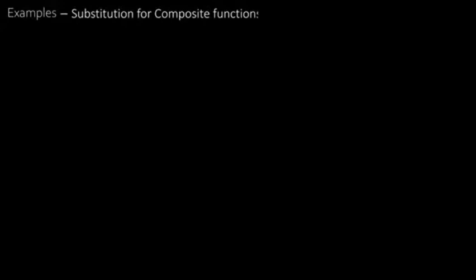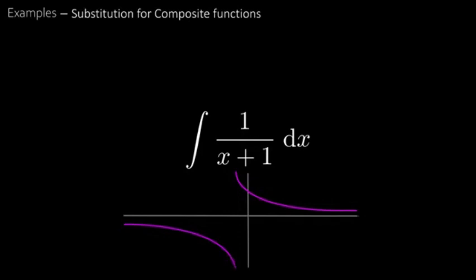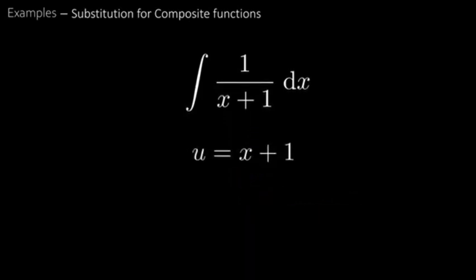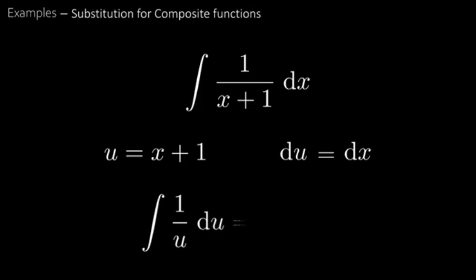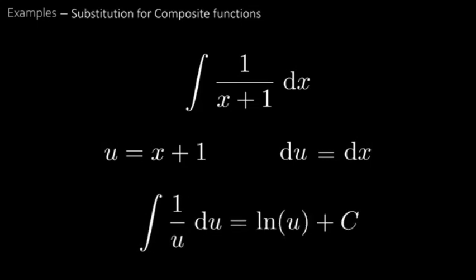substitution for composite functions. So say you wanted to find the integral of 1 over x plus 1. Then we begin by substituting u equal to x plus 1, which is the inner function. Now we know that du by dx is equal to 1. That means du is equal to dx. This gives the integral of 1 over u du, which is a classic integral with the solution ln u or ln mod u. And since u equals x plus 1, we get ln |x plus 1| plus c.